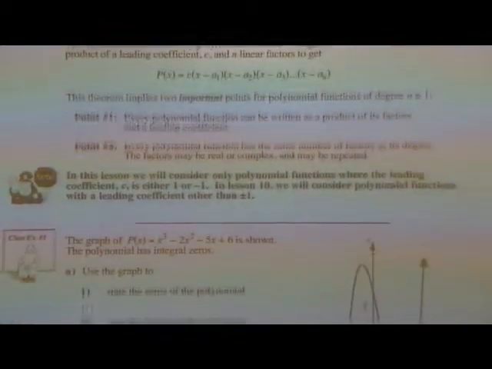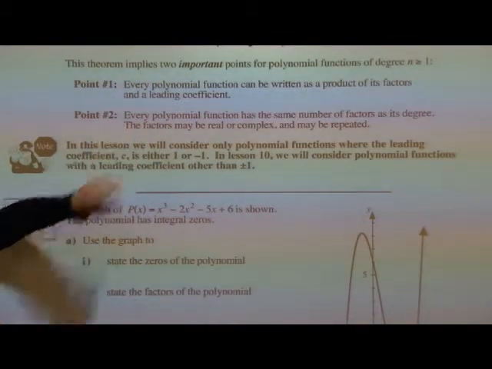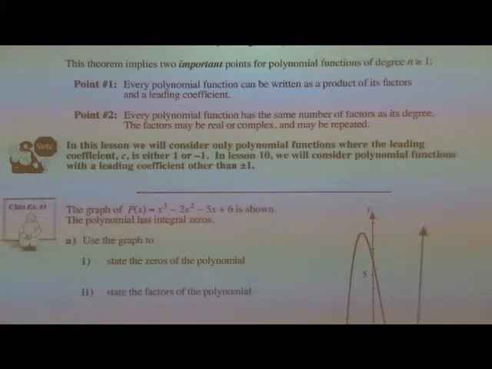So every polynomial function can be written as a product of its factors and a leading coefficient. And every polynomial function has the same number of factors as its degree. So a 3rd degree polynomial has 3 factors. They could be the same factor. It could be x plus 1 times x plus 1 times x plus 1, but it has 3 factors. So if it's a 4th degree polynomial function, it has to have 4 factors. Okay, it's an important thing to know. In this lesson, we're only going to look at leading coefficients that are 1 or negative 1.